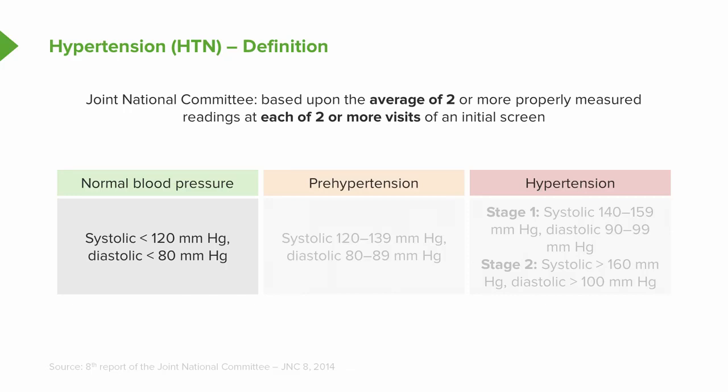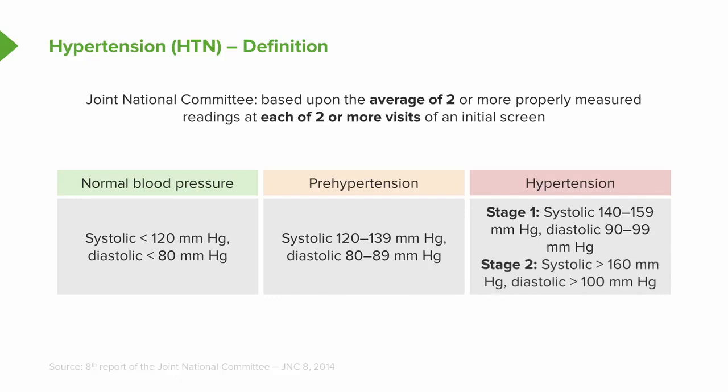Normal blood pressure is considered a systolic of less than 120 millimeters of mercury, a diastolic of less than 80. Prehypertension is considered a systolic pressure of between 120 and 139 and a diastolic between 80 and 89 millimeters of mercury. And finally, hypertension is staged in 2 stages. Stage 1 is considered a systolic blood pressure of 140 to 159 with a diastolic between 90 and 99. And stage 2 is a systolic greater than 160 and a diastolic greater than or equal to 100.